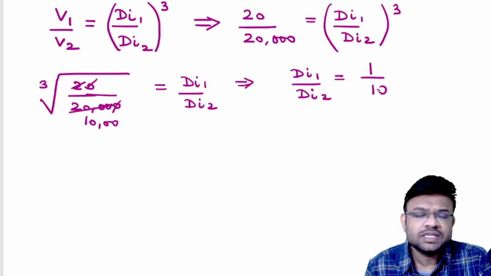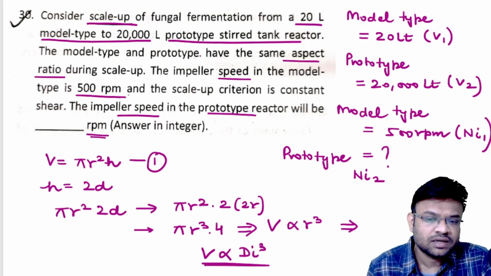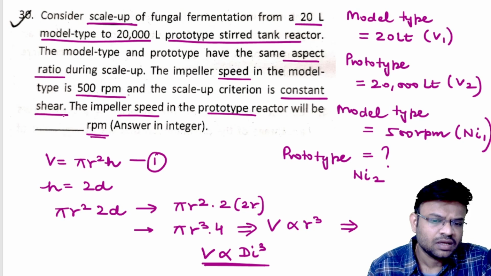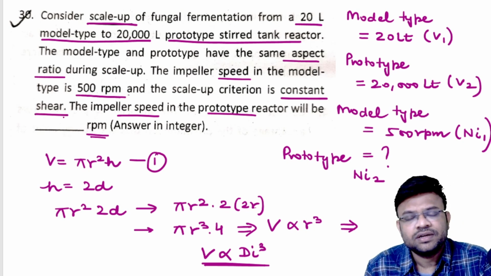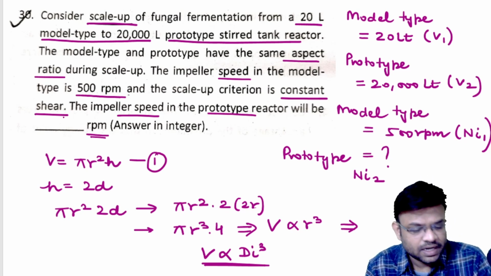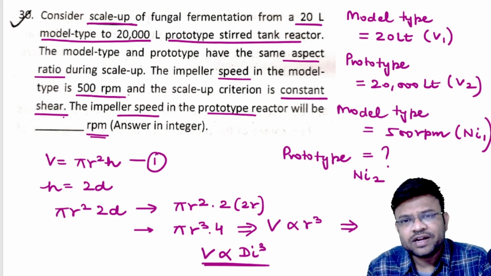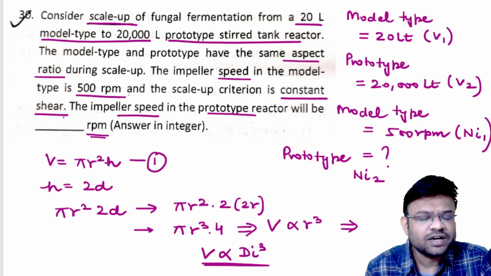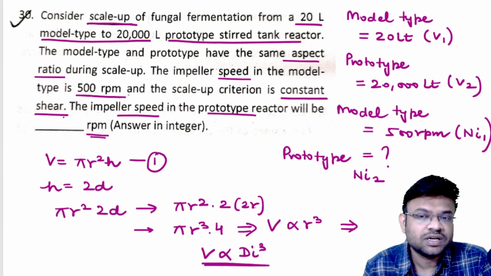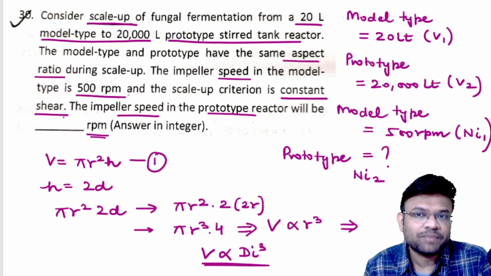Now, they are saying that the impeller tip speed is constant. If you check this question, they have mentioned that the scaling up criterion is constant shear. When you are applying constant shear, obviously the impeller tip speed remains constant. There are different criteria at which the scaling up can be performed. One such criterion is constant shear. In case of constant shear, we imply that we have a constant impeller tip speed.